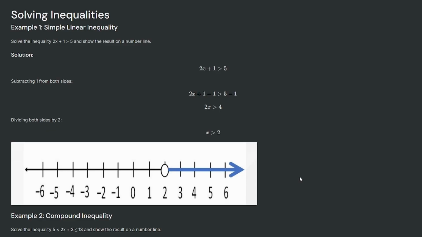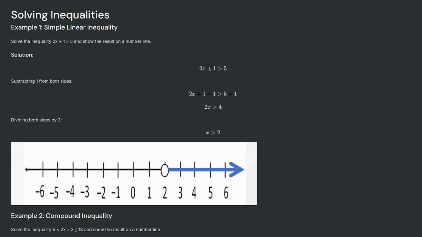First of all, try to solve it yourself and don't look at this answer. I have already included it in my slides. So this is the question: 2x + 1 is greater than 5. How to solve? Simply remember one thing. Make x alone, just exclude every number.